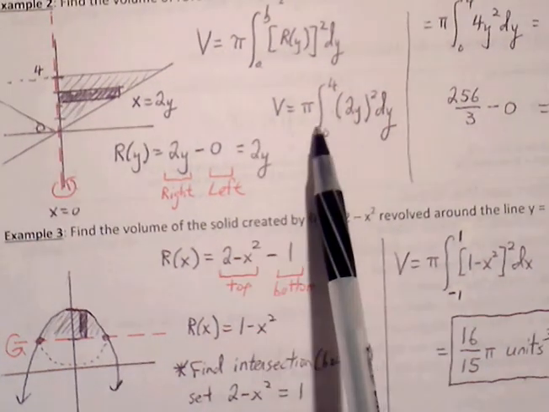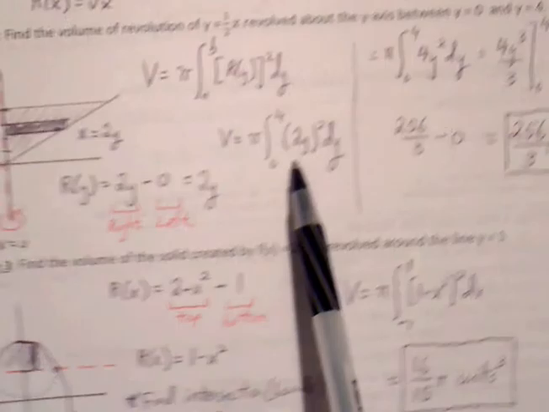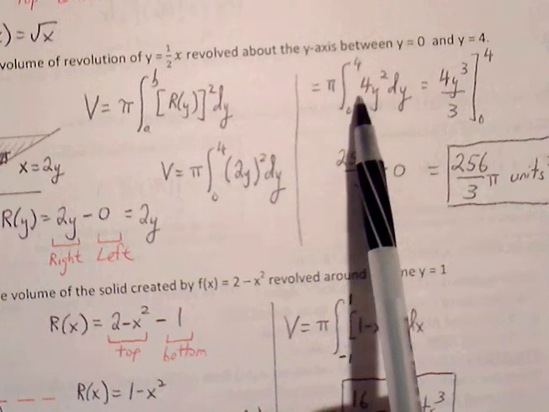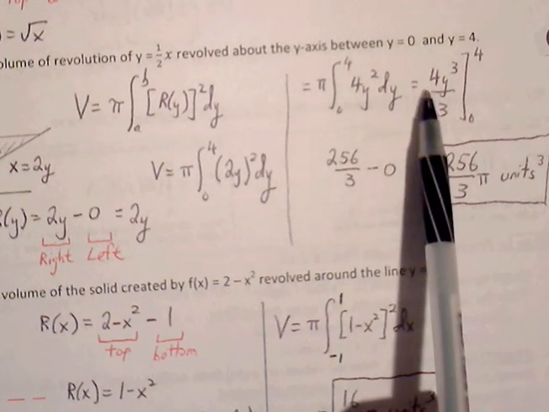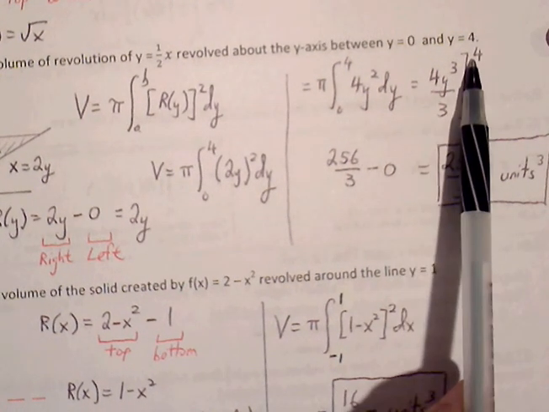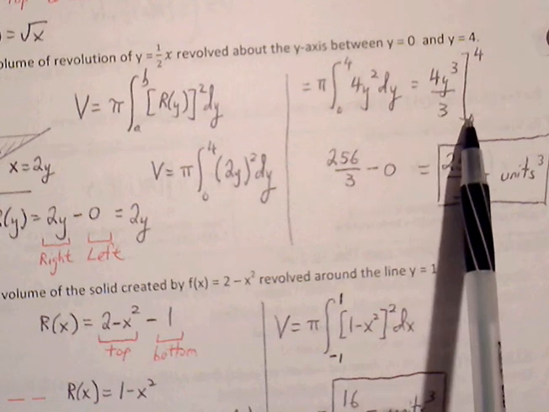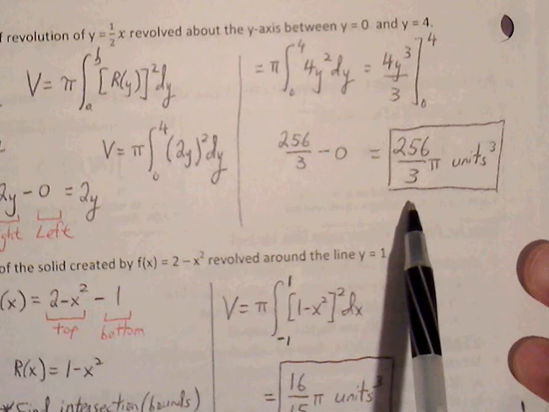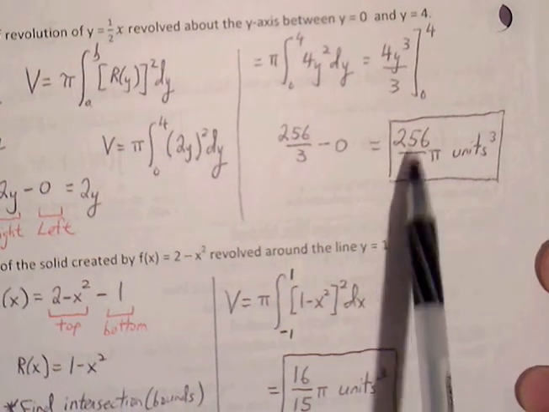Okay. So once we're here, we can just go through the rules that we know. Power rule, we can expand. This becomes 4y squared. Go through power rule, we get 4y cubed over 3. Plug in the upper bound first. Plug in 4. Then plug in 0. So we get 256 over 3 minus 0. And so our volume is 256 over 3 pi.